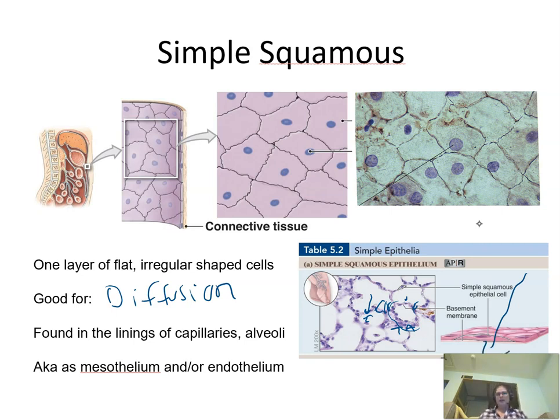So these are found in the linings of your capillaries, where you diffuse with your cells, and the alveoli, these are the little air sacs in your lungs. So this is a superior view, which is why it looks different from this view. This one's a little more realistic, and you can see the cells. Sometimes they form what's called a mesothelium or an endothelium. Like in A&P 2, we'll talk about the lining of capillaries, and I'll say it's called the endothelium, meaning it's just a layer of simple squamous.